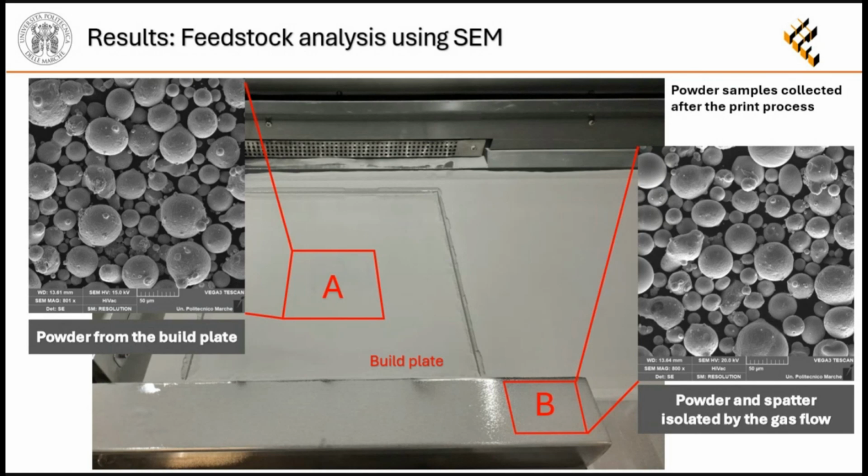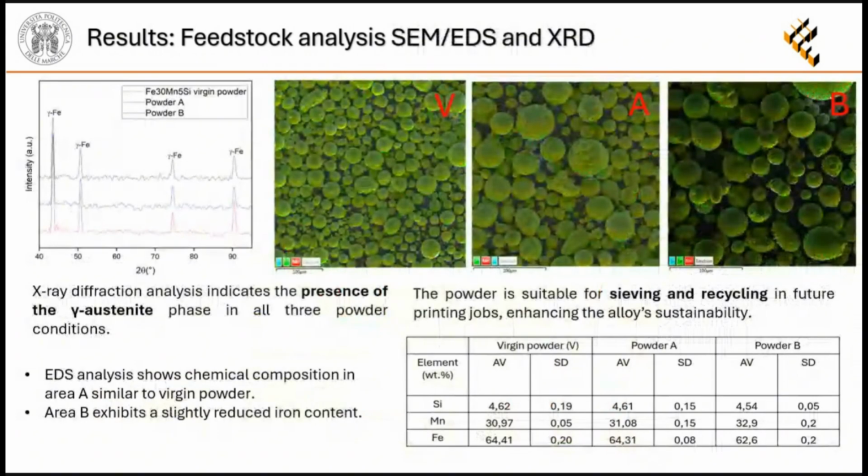And from the EDS and XRD analysis, we can see that the composition after the print changed only slightly for sample A, while for sample B the iron content is a bit reduced. And also from XRD, you can see the presence of gamma austenite phases, and all these data indicate that all the powders are suitable for the sieving and recycling process, which allows the increase of sustainability of the process.